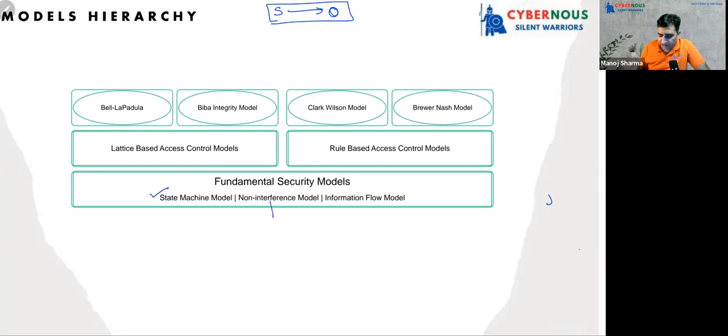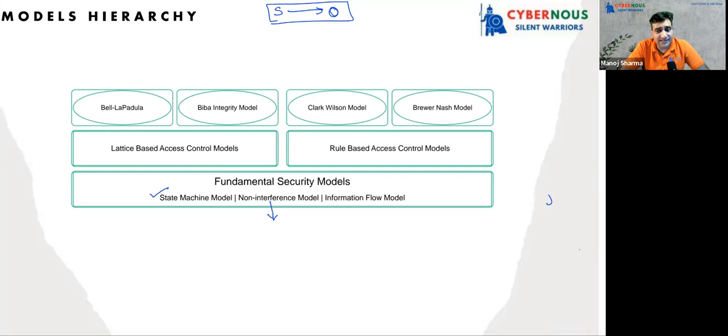Another fundamental security model is called the non-interference model. And this is very easy as well, right? We can do whatever we want to do in our own home, but we should not go and poke our nose into the neighbor's room.